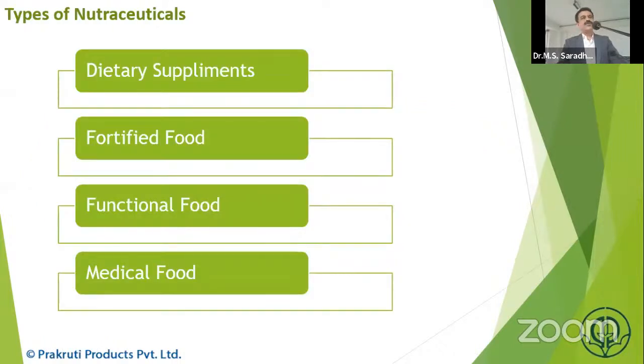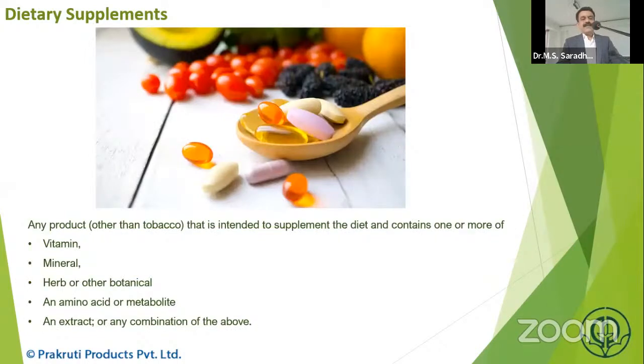And types of nutraceuticals: dietary supplements, fortified foods, functional foods, and medical foods. What are they in detail? Dietary supplements are products intended to supplement the diet and contain one or more vitamins, minerals, herbs, and other botanicals, also amino acids, metabolites, or an extract or combination of all of these.